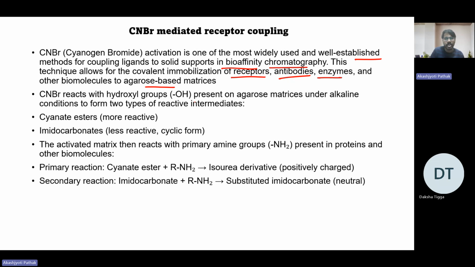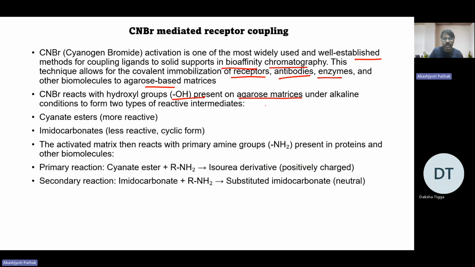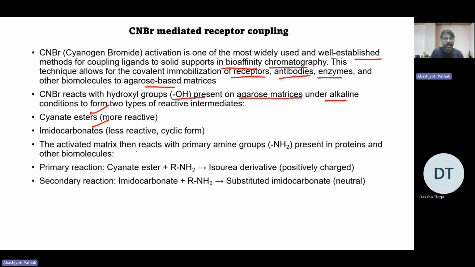It will react with the hydroxyl group present on agarose matrices. That is what I was showing you in the figure. The agarose matrix will have the free hydroxyl group, and under alkaline conditions it can form two intermediates. Either it can form cyanate esters or it can form imidocarbonates. Okay. The activated matrix will then react with the primary amine group present in proteins and other biomolecules.